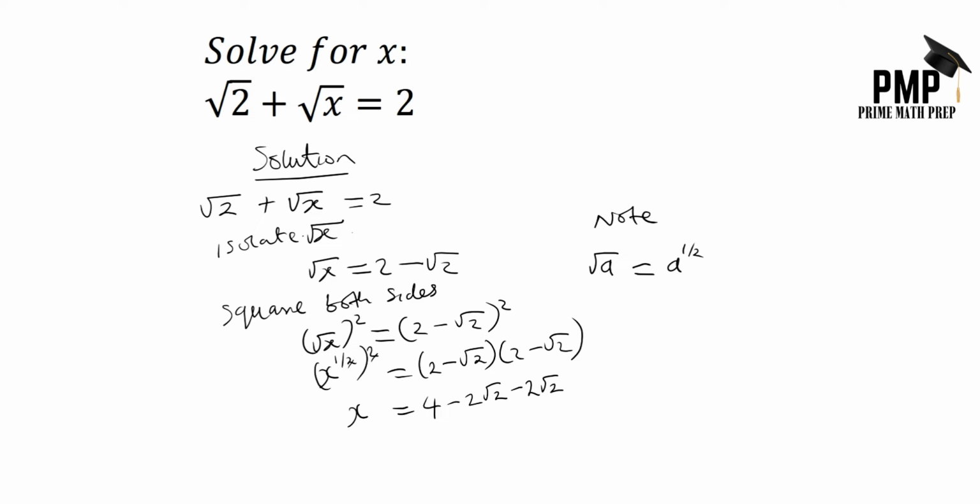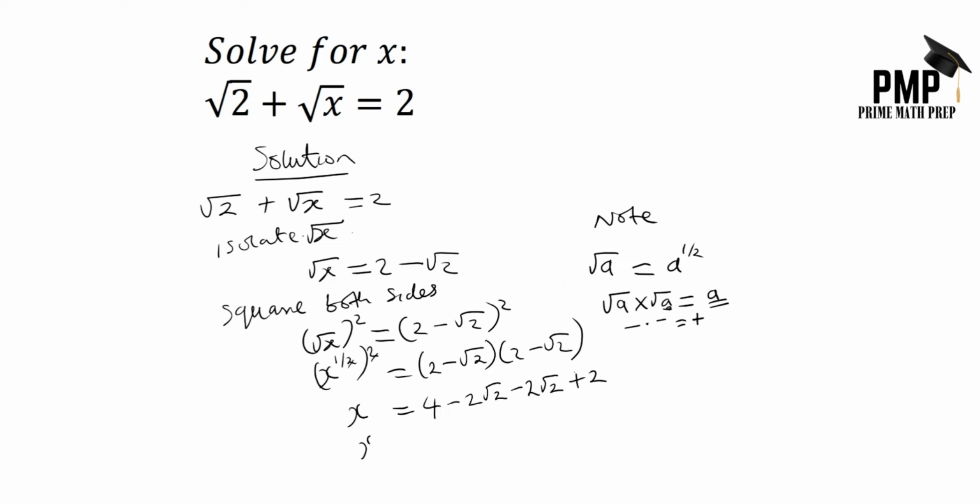Negative root 2 times negative root 2. From our indices, we know that whenever a root is multiplying itself, the answer is simply the number within that root. So root a times root a is a. Do you understand that? So we apply it here now. Negative root 2 times negative root 2 will give us, because negative times negative, recall again, negative times negative is positive. So this will give us positive 2.